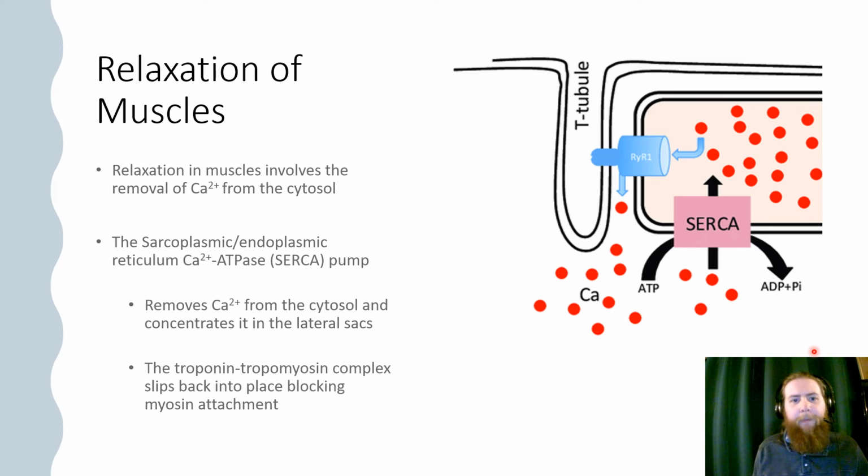So the sarcoplasmic endoplasmic reticulum Ca2+ ATPase, or more commonly and easily called the SERCA pump, is responsible for this. It is going to take the calcium from the cytosol, and it is going to concentrate it back into these lateral sacs in the SR. This allows the troponin-tropomyosin complex to slip back into place and block the attachment of myosin again. So now this muscle is allowed to relax and is no longer contracting.